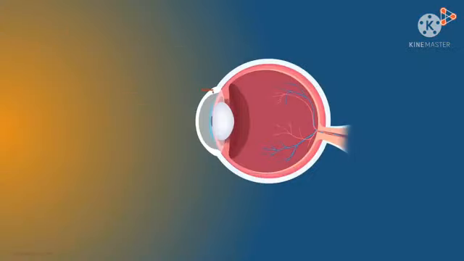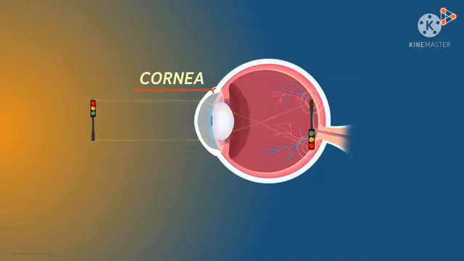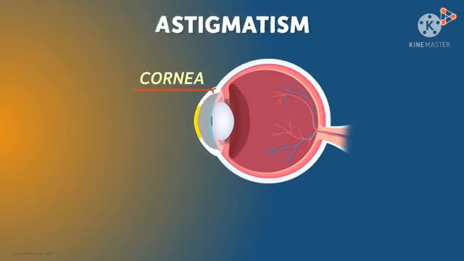We know that the cornea is a curved outer layer which refracts most of the light entering the eye. But sometimes the curvature of the cornea is distorted. It may become irregular like this, slightly elongated in the middle. This defect of the eye is termed astigmatism.